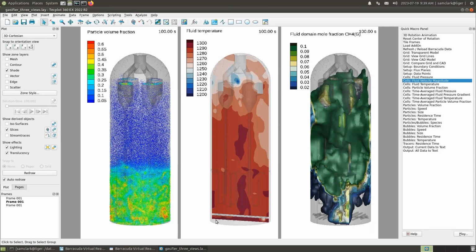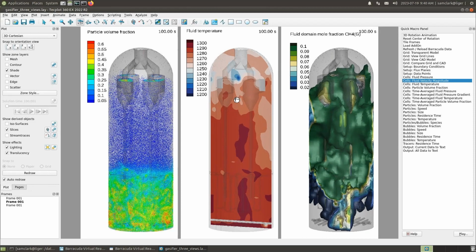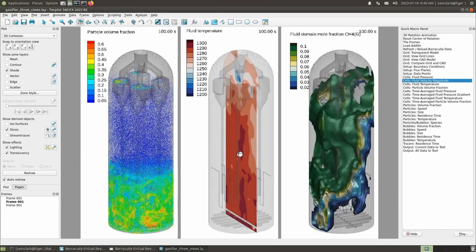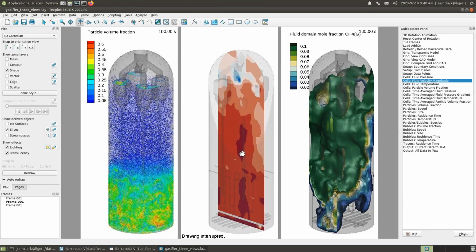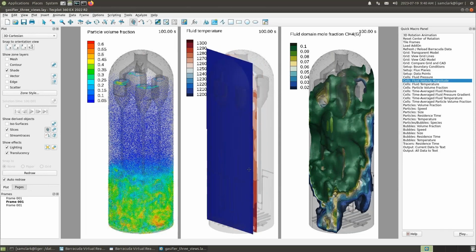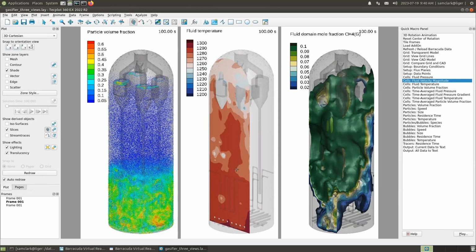So here, this shows a couple of examples of other types of visualization that people use pretty commonly in Barracuda. The middle view is what we call a slice. And so here we can look at data on a single plane within the system. And TechPlot has some really nice features for slices. You can move them graphically and explore what the temperature looks like at specific locations.